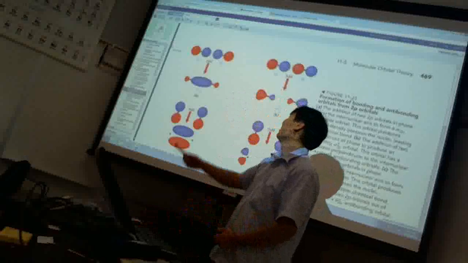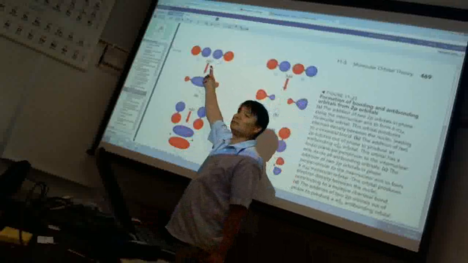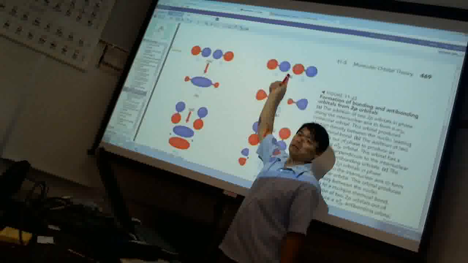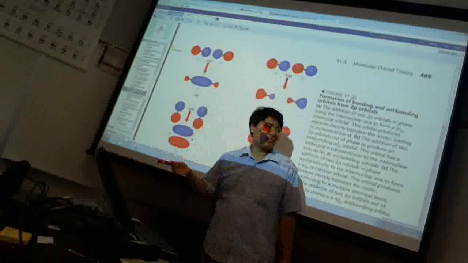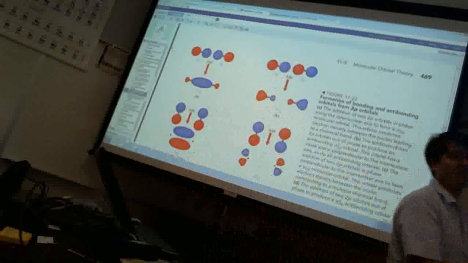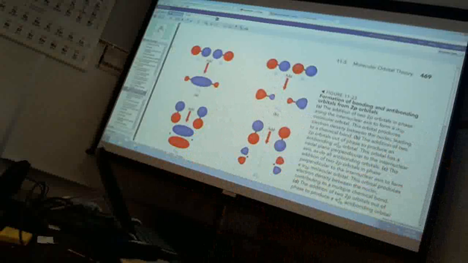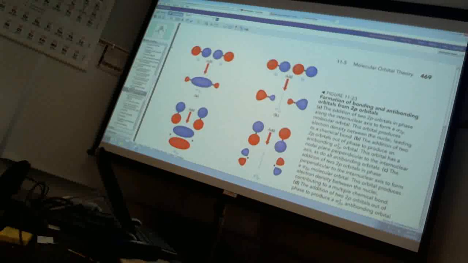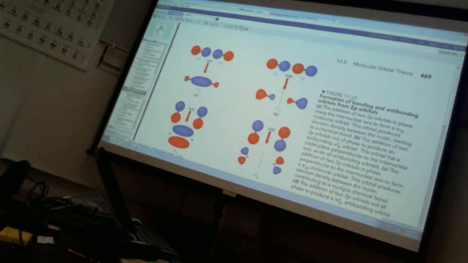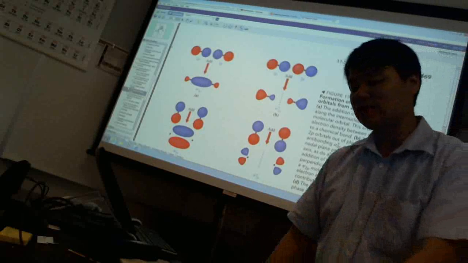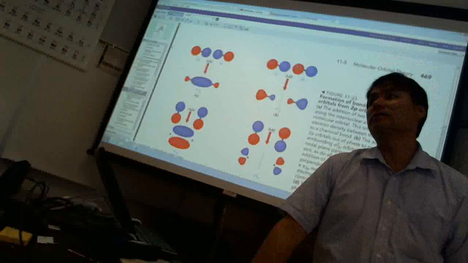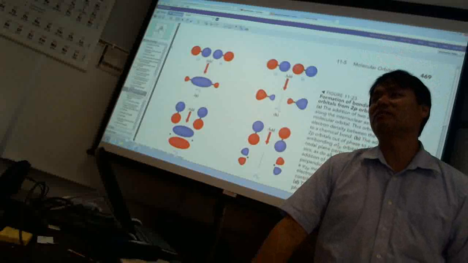With the positive amplitude with the positive amplitude, or we could overlap the positive amplitude with the negative. The positive and negative are not going to overlap, right? They're going to cancel each other out. So that would be antibonding. And so when we overlap the wave functions in valence bond, we have to pay attention to this. Also, when we mix it for hybrid orbitals, the same thing happens.